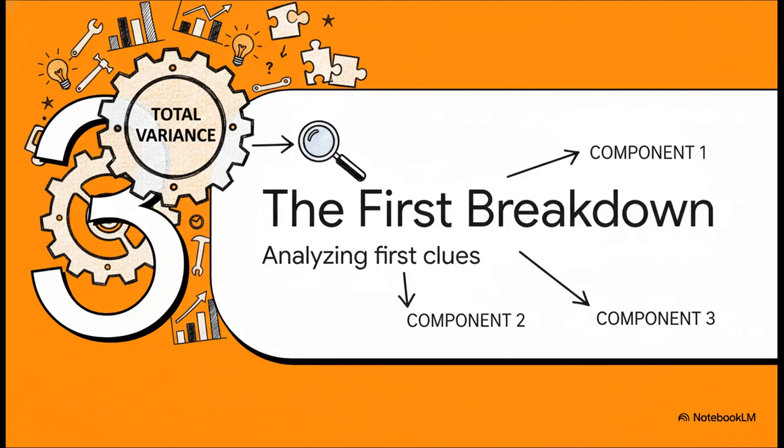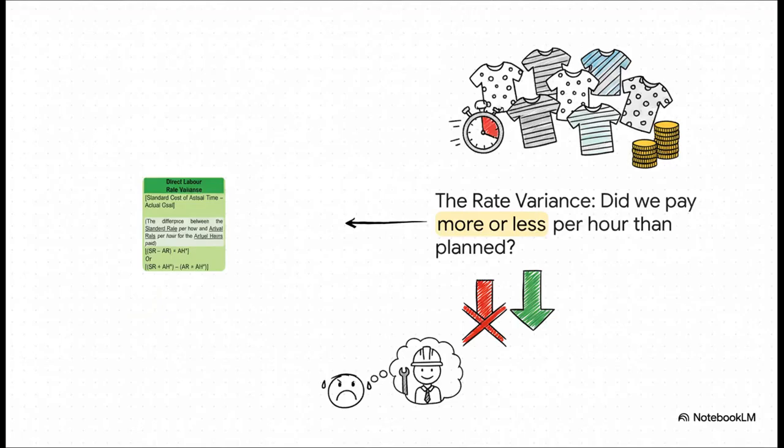All right, with our toolkit all set, we can now take that big, scary total variance number and start breaking it apart. We're going to split it into 3 core pieces that will give us much, much clearer answers. Let's start interrogating the evidence. First up is the rate variance. This one is simple. It isolates just one variable, the price you paid for labor. The formula compares your planned rate to your actual rate and multiplies that by the hours you paid for.